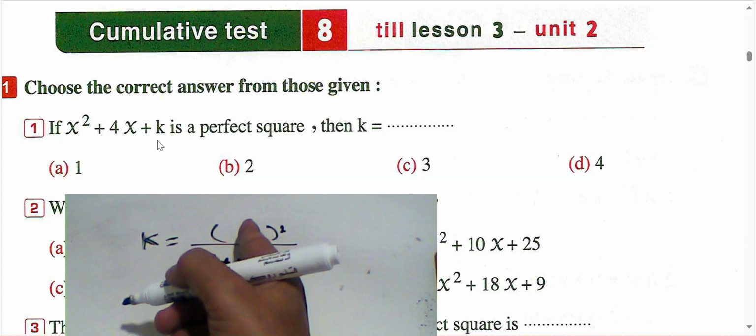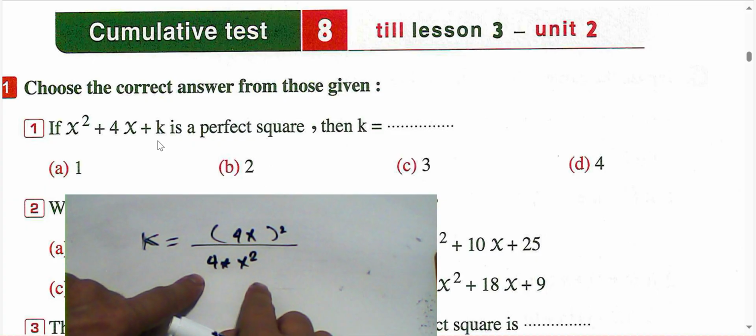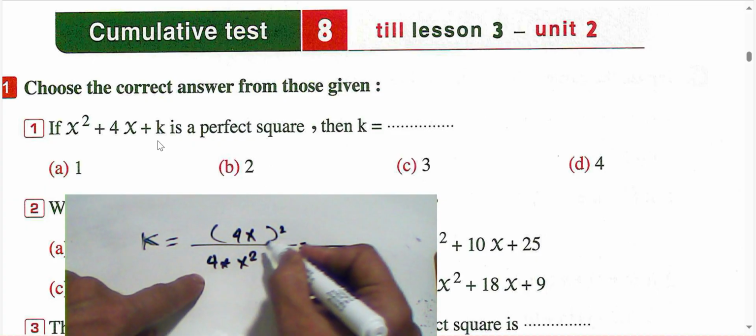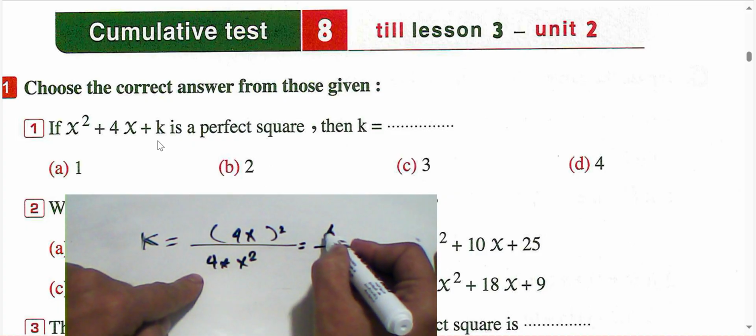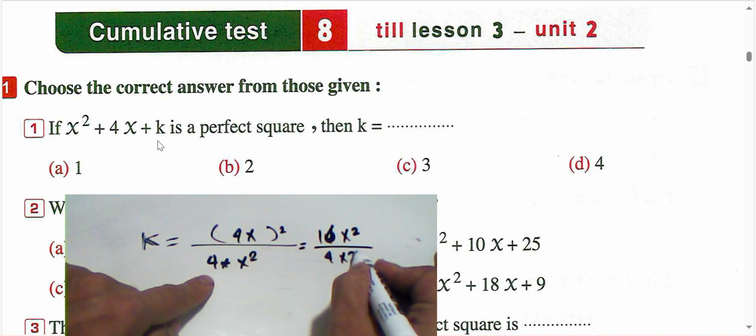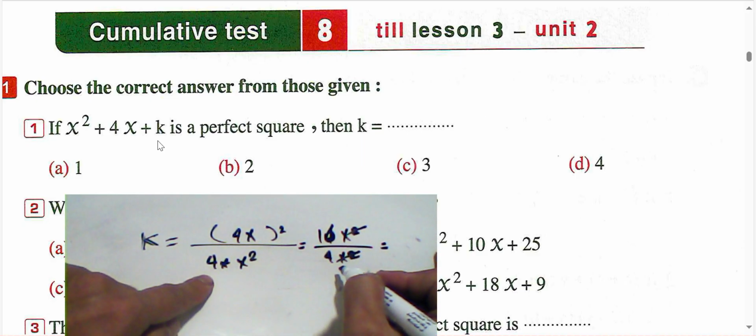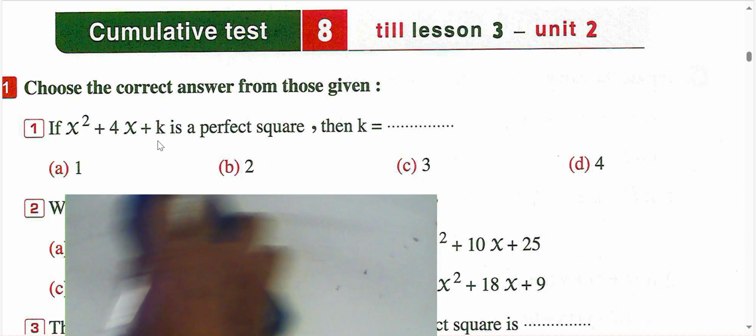Okay, the middle was 4x, right? 4x all power 2 over 4 times the first. Then you can simplify: 4x power 2 will be 4 times 4, which is 16x power 2, over 4 times x power 2. X power 2 divided by x power 2 is 1, and 16 divided by 4 equals 4. Then the value of k here equals 4.